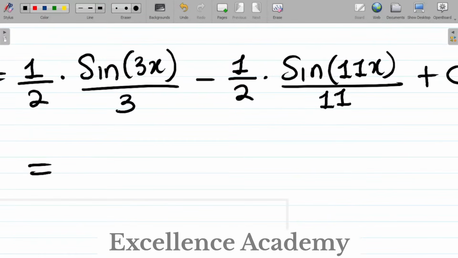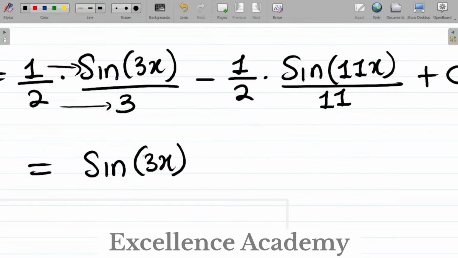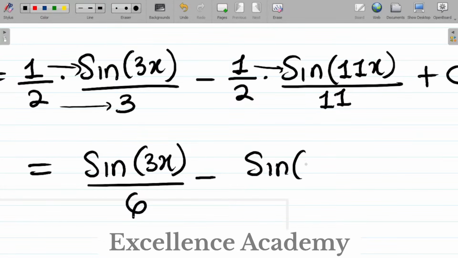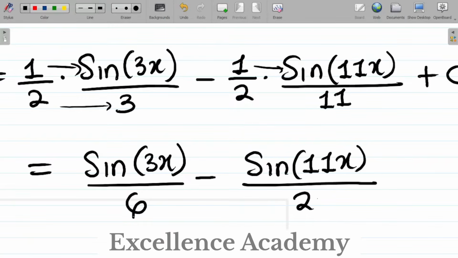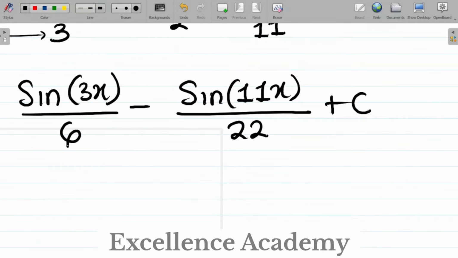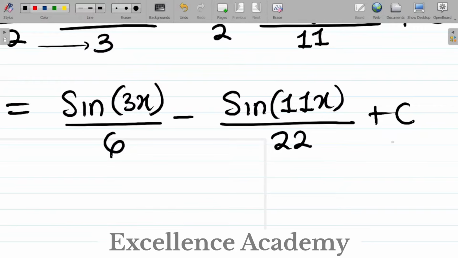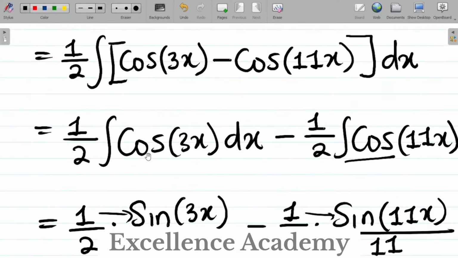And this is equal to 1 times sine 3x all over 2 times 3, which is 6, minus 1 times sine 11x all over 2 times 11, which is 22. This then plus c. So basically, this becomes the answer to the question that we were asked to solve. So this is how you solve this. All right, but of course, recall how we did this integration.